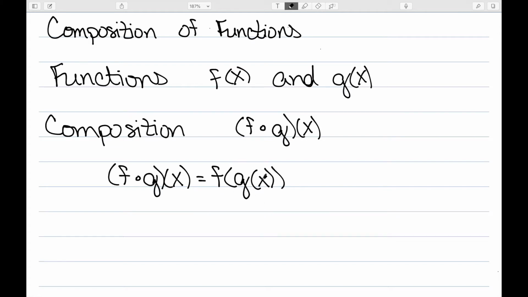The idea being you give an input, we're going to start on the inside and evaluate g of x. So we have our input, we're going to evaluate g at that input, we get the output. We're going to use that output to input into f. Let's do some examples.